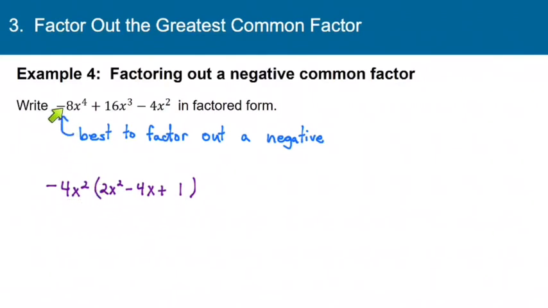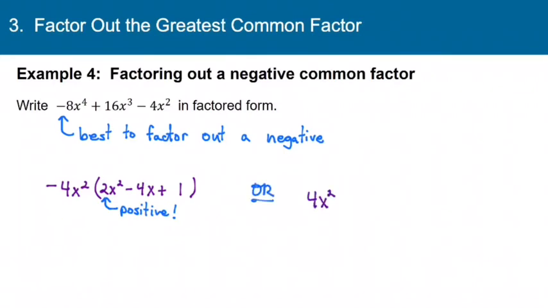Now again, notice that because we factored out a negative GCF, the first term in our parentheses here was positive. And that's usually a good thing. That usually is convenient for us if we have to then use this expression to do something else. But I need you to understand that it would not have been wrong to factor out a positive GCF.